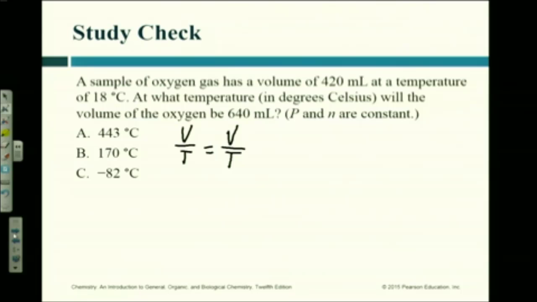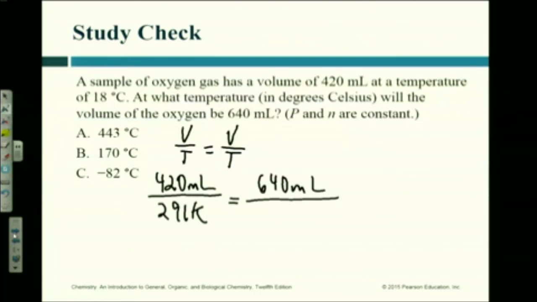My initial volume, 420 milliliters. What's my initial temperature? 291 Kelvin equals 640 milliliters over T, right? So these two divided by that, right? So if you're going to cross multiply, these two multiplied, then divided by that. What is left out, right? So T equals how many Kelvin? 443 Kelvin, but then convert it back to Celsius.